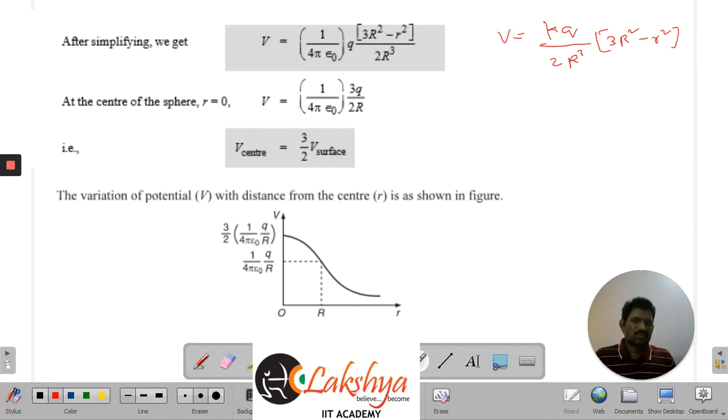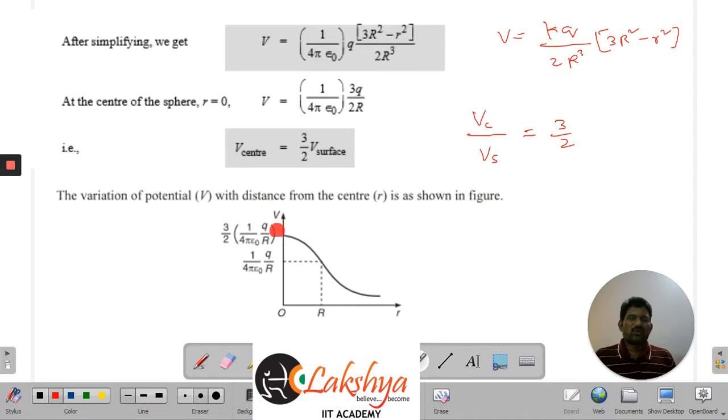Sometimes this is also an important relation, the relation between potential at the center and potential at the surface. Sometimes I will ask this ratio: potential at the center to potential at the surface, which is nothing but 3 by 2. So that is another important relation here. Potential at the center will be the maximum value.